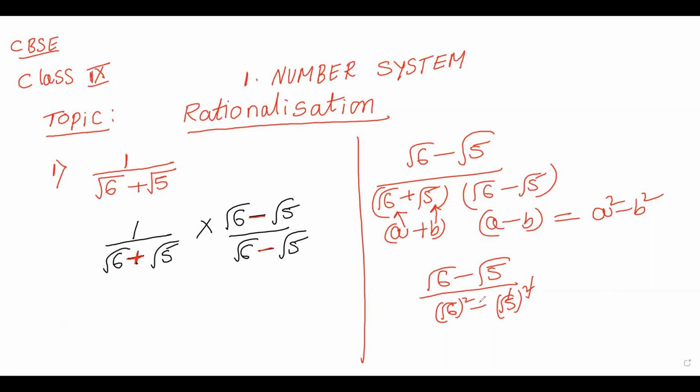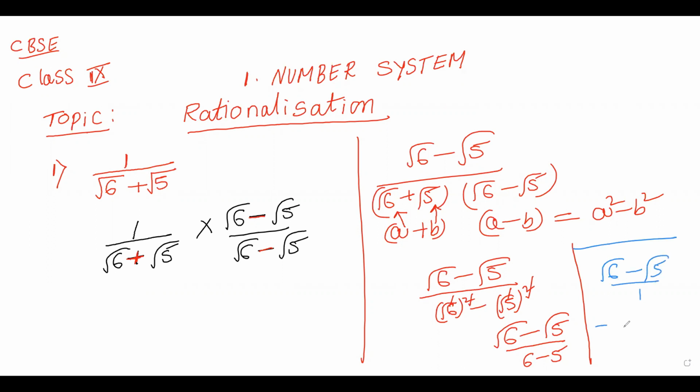Square and root will get cancelled. Finally we get root 6 minus root 5 by 6 minus 5. What is 6 minus 5? 6 minus 5 is 1. So your final answer is root 6 minus root 5. So the given question is rationalized.